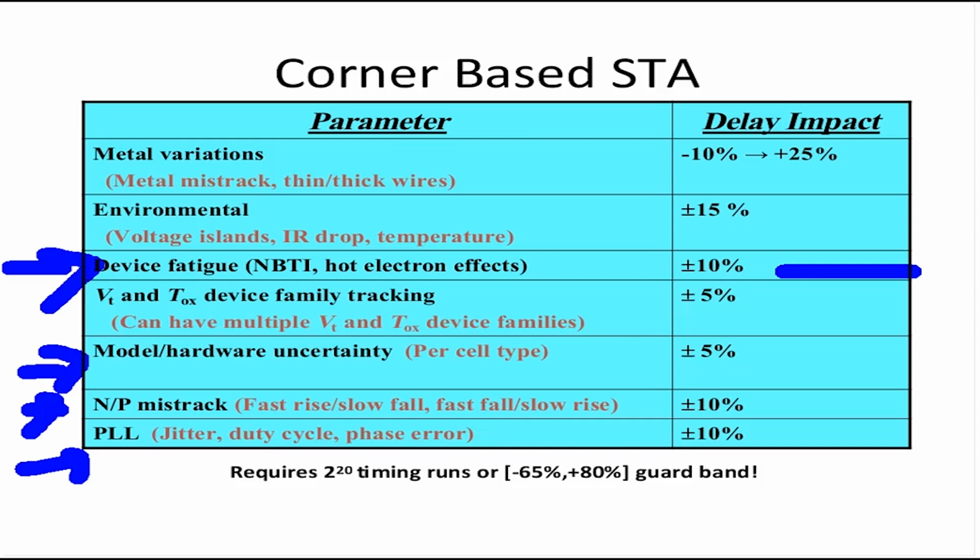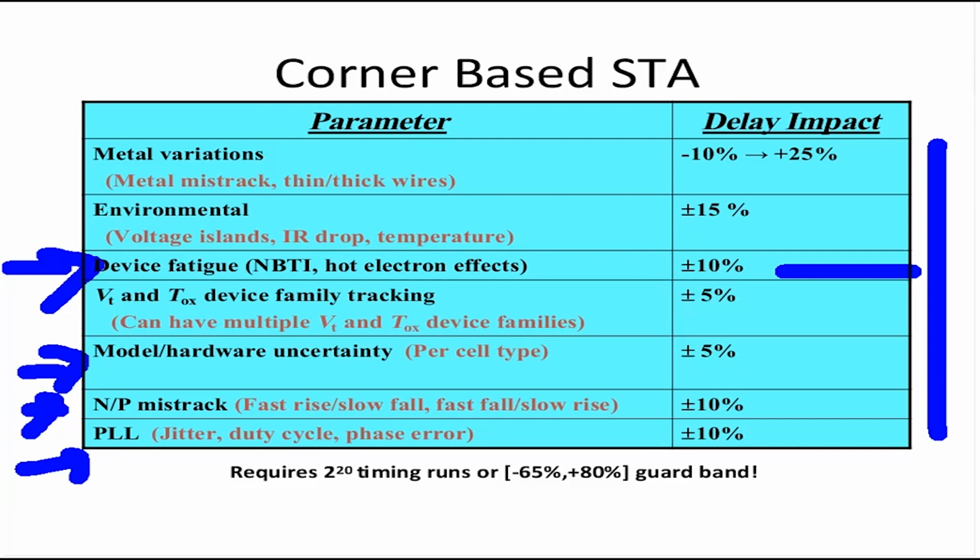So if you want to make sure that, in a corner based STA, you take care of everything and count all the corners, then it says some 2 to the power 20 timing runs. I'm not sure where 2 to the power 20 comes from, but the guard band is minus 65 to 80%, which is a huge guard band. You cannot verify this with corner based STA perfectly. One way or the other, you will miss out one particular corner. That's why, as I said, earlier I used to do corner based STA on 2 corners. Now I'm doing STA on 6 to 8 corners.